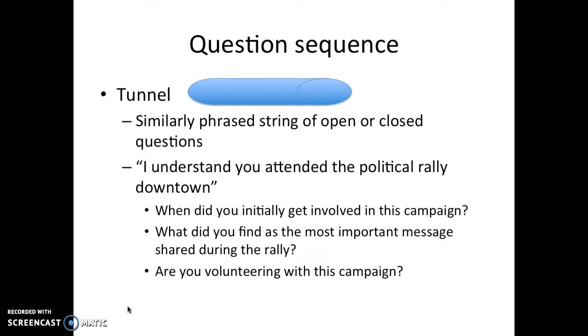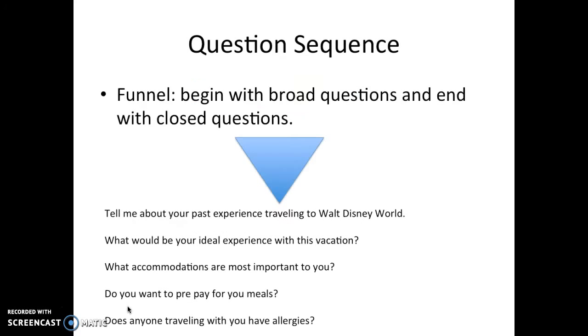So there are various types of question sequences. First is a tunnel, which is a string of open or closed questions. So this means that you're asking all open questions or all closed questions, and they just follow a pattern of coming one right after the other. So, when did you initially get involved in the campaign? What did you find as the most important message? So you're looking at more open questions in a longer sequence.